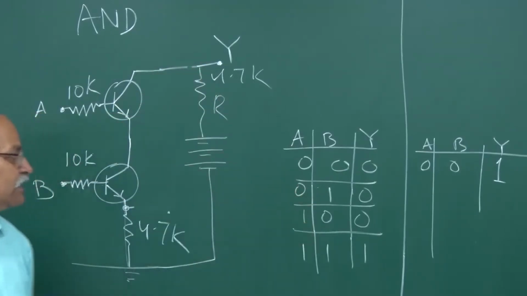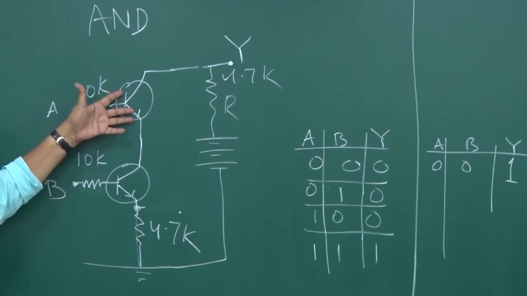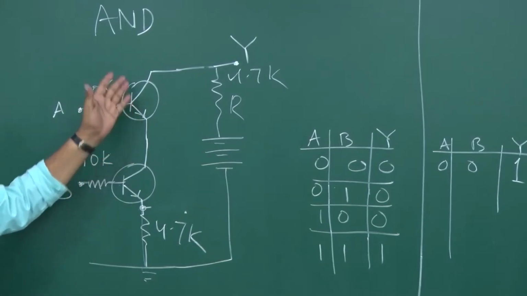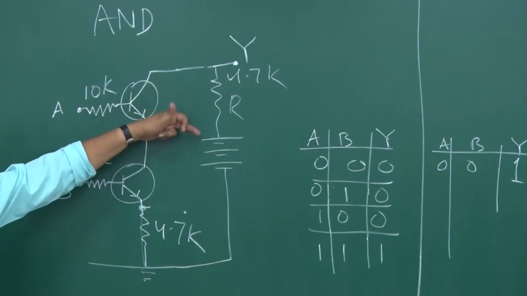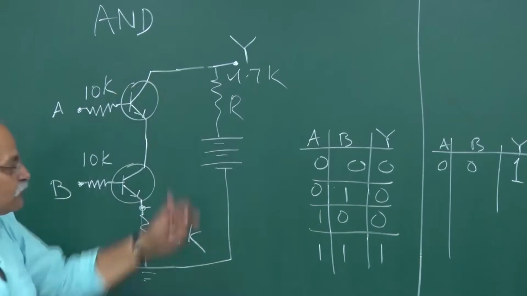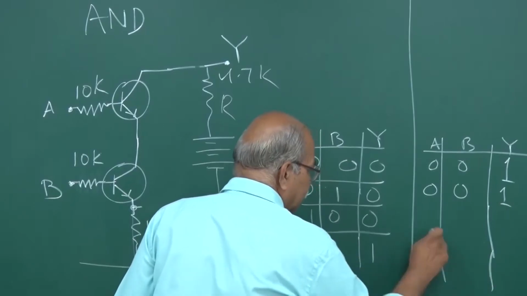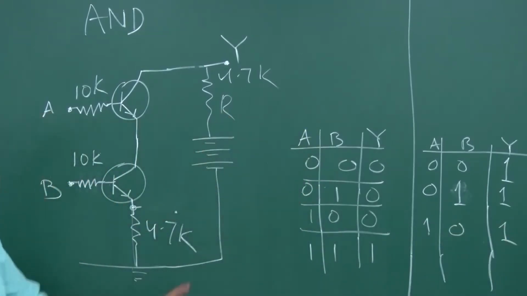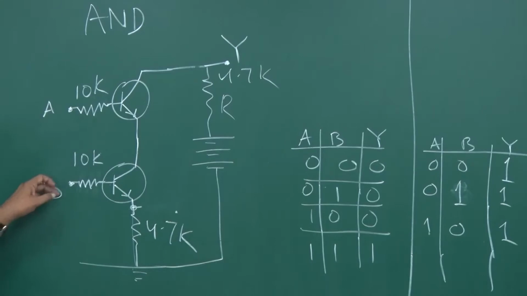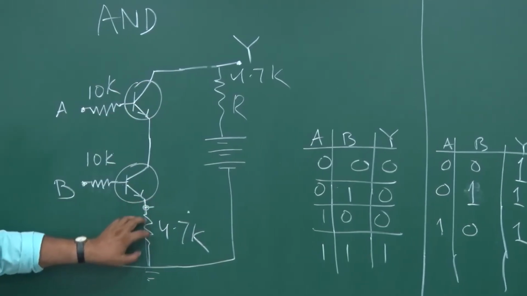What if A is 0 and B is 1? Once again, if this is 0, this is in cutoff region, it does not conduct, although this can conduct, but after all the current needs the full path. So no current here. If no current here, no current here, then again this potential appears here, and therefore this is 1. So 0, 1 also gives me 1, and similarly 1, 0 will give me 1. And if both are 1, 1, A is 1, B is 1, A is high voltage, B is high voltage, then both the transistors are in saturation mode, both can conduct current, and therefore you do have a current.